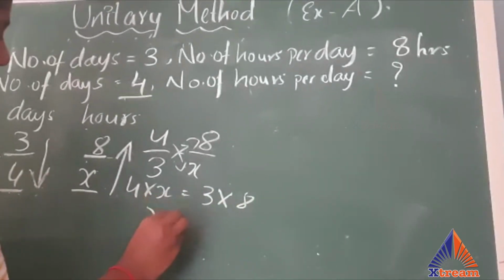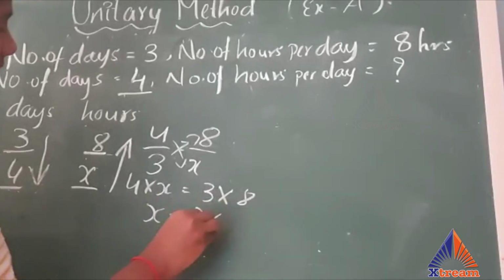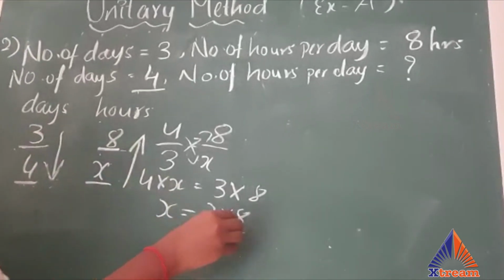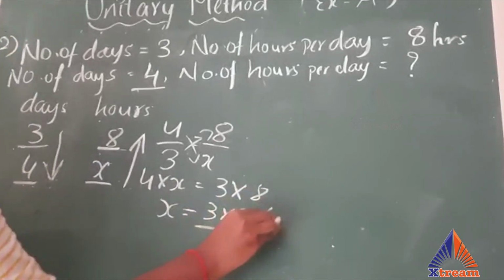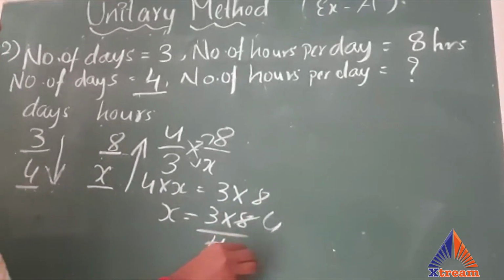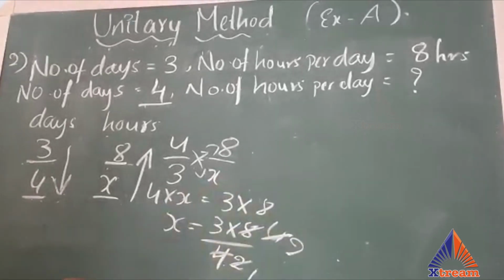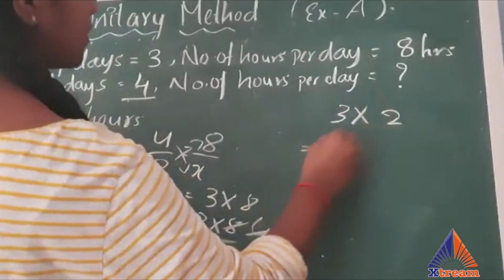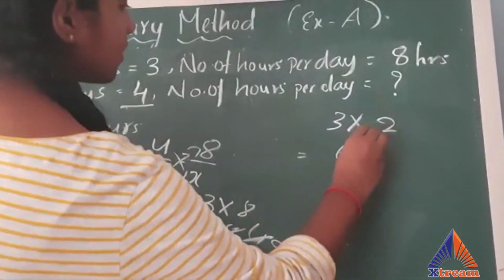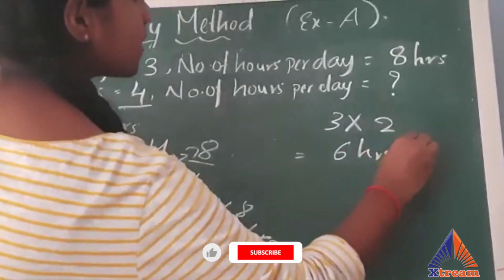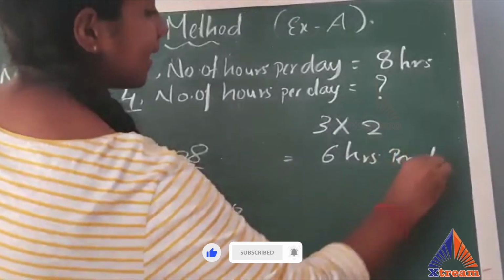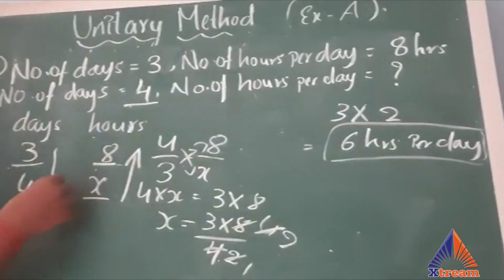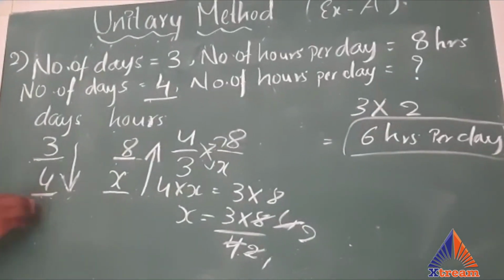So keep x as this and transfer this 4 into the right hand side, so that will become division. So 2 4s are 8 and 2 2s are 4, 2 1s are 2 and 2 2s are 4. So 3 into 2 is equal to 6. So he will work 6 hours per day. Alright, so he works 6 hours per day in order to complete the new chair in 4 days.